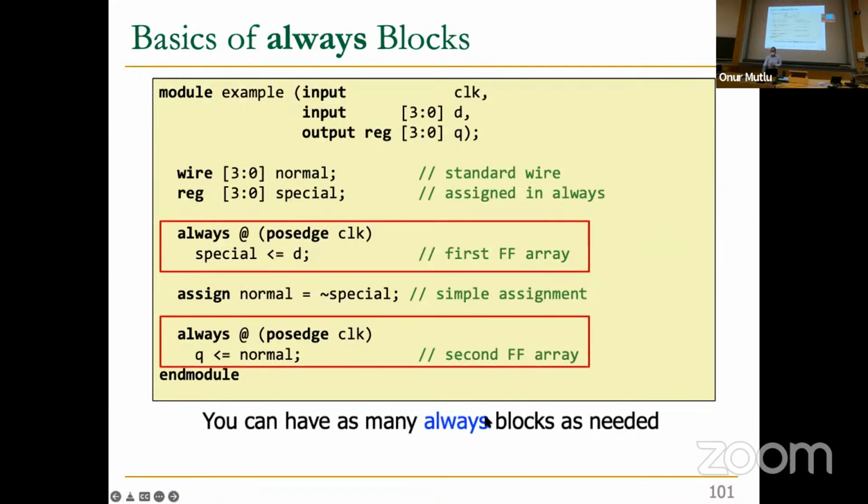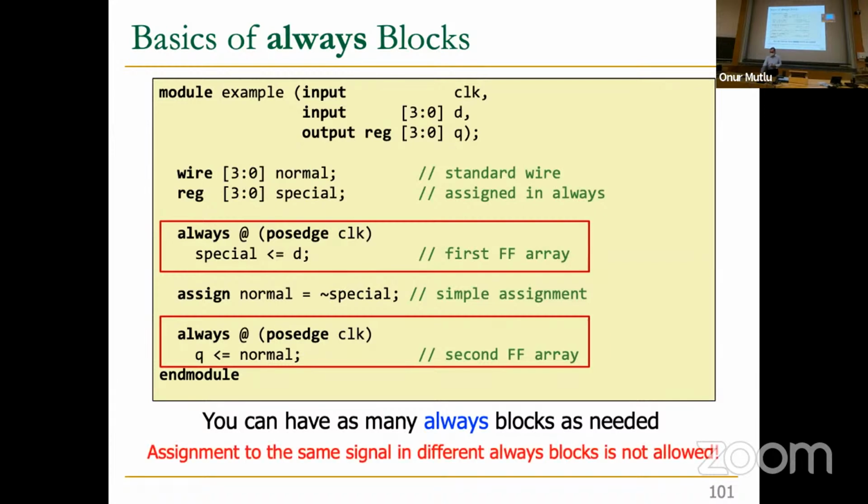So you can have as many always blocks as needed. For example, and this now shows you the concurrency of the hardware. You can see always at positive edge of clock, you have this special gets the D value. Always at, you could also do negative edge clock here, it doesn't matter. Q gets normal. And then here, normal gets assigned to special bar over here. This is a simple assignment. And all of these operate concurrently, actually. And we will see that concurrency when you actually do this.